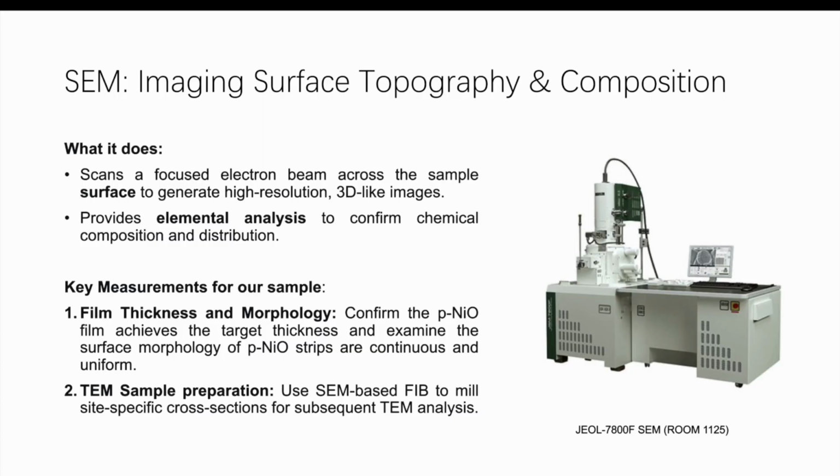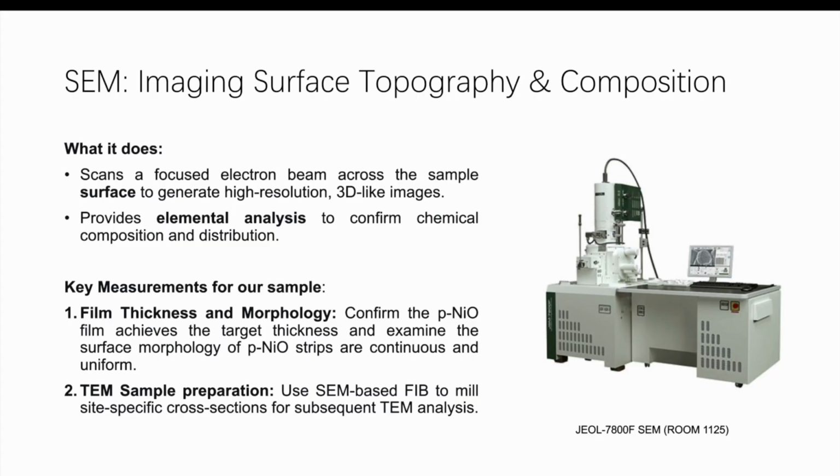So the second characterization we want to perform is scanning electron microscopy, or SEM. SEM is a powerful tool that works by scanning a focused electron beam across the surface of our sample. It generates high-resolution 3D-like images that reveal surface topography. And second, it can provide elemental analysis to confirm chemical composition and distribution. We've chosen SEM because it is the ideal technique to directly see and measure the critical features of our samples.